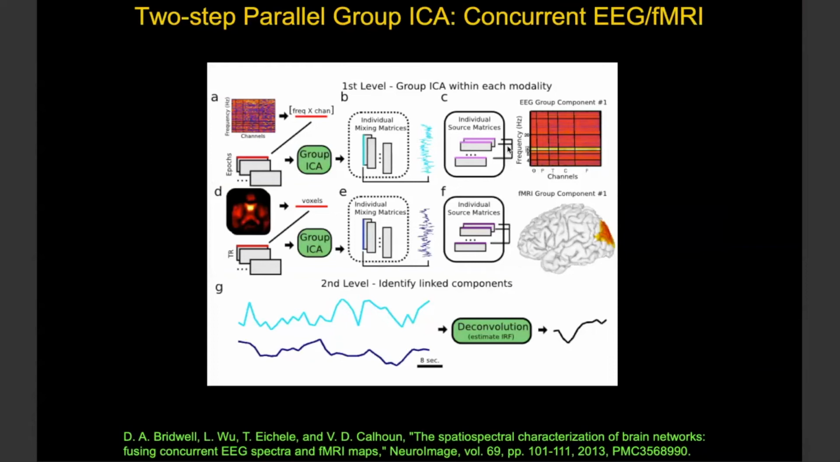Here, just as a two-step process, we have concurrent EEG and fMRI. We can simply do two different group ICAs and then include a deconvolution model to basically map between the time domain in the EEG data and the fMRI data to find links between them. So that's a two-step process where these decompositions were not informed by the second, linking step, but it is useful, it is informative.